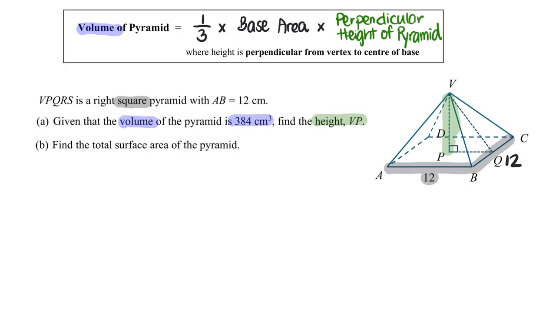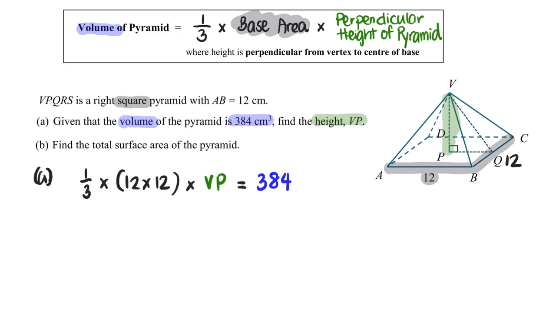All right. So for part A, the volume is 384. So 1 over 3 times my base area, which is 12 times 12. This is my base area, times the height VP. This will be equal to 384.